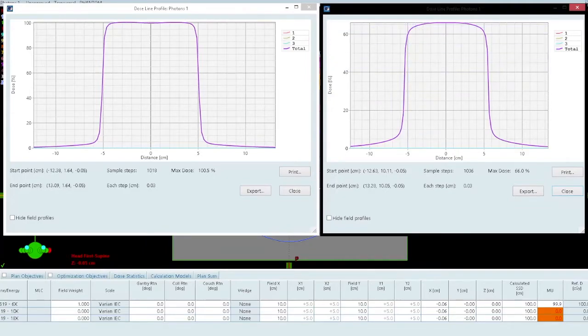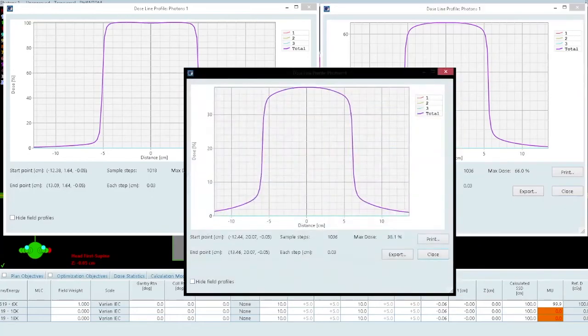At 20 centimeters deep, I have an even more rounded shoulder. And the rounding of the shoulder is caused by the flattening filter in the treatment head of the machine. That's what gives rise to the horns at shallow depths and then these rounded shoulders at deeper depths. And that's because of the beam hardening caused by the flattening filter.